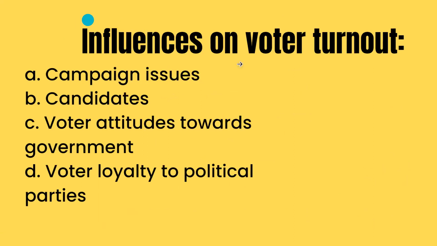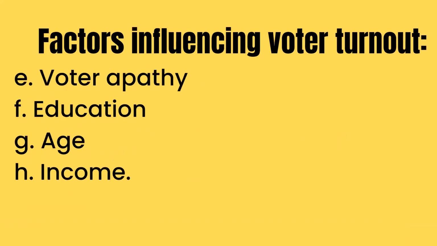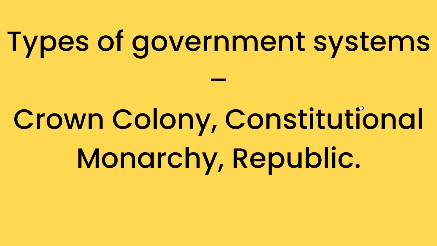Now, there are also some other things that influence voter turnout. So campaign issues, candidates, voter attitudes towards government, voter loyalty to political parties. Those things will affect voter turnout. Some other factors affecting voter turnout: voter apathy, education, age, income. They have a little saying that the more educated persons usually don't turn out for voting. We can debate that. We're going to debate that. Age of persons and the income, those things affect voter turnout.